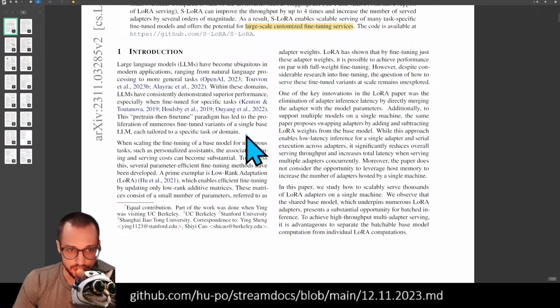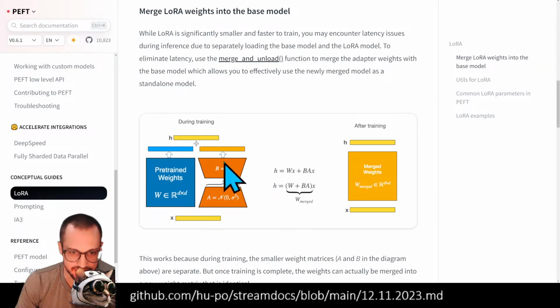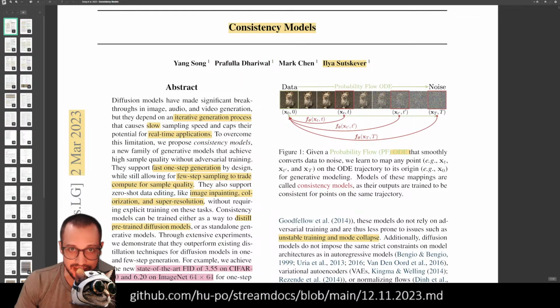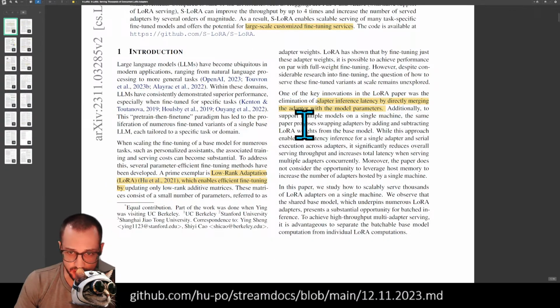We're going to skim through this introduction here. Pre-train, fine-tune, scaling, fine-tuning of a base model has numerous tasks. To address this, several parameter-efficient fine-tuning methods have been developed, including the famous LoRA. One of the key innovations was the elimination of adapter inference latency by directly merging the adapter with the model parameters. So here they're talking about where you can take this BA and merge it directly into the weights, and then basically you have the same inference cost, the same number of weights to support multiple models.